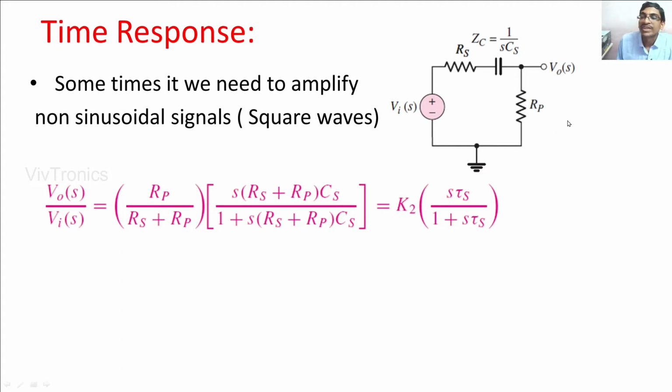The ratio V0(s) divided by Vi(s) is the gain of the circuit, or the transfer function of this circuit, which is equal to Rp/(Rs+Rp) times s(Rs+Rp)Cs divided by 1 plus s(Rs+Rp)Cs. We have already done this derivation in the last videos, so you can go there and check the voltage transfer function of this particular circuit.